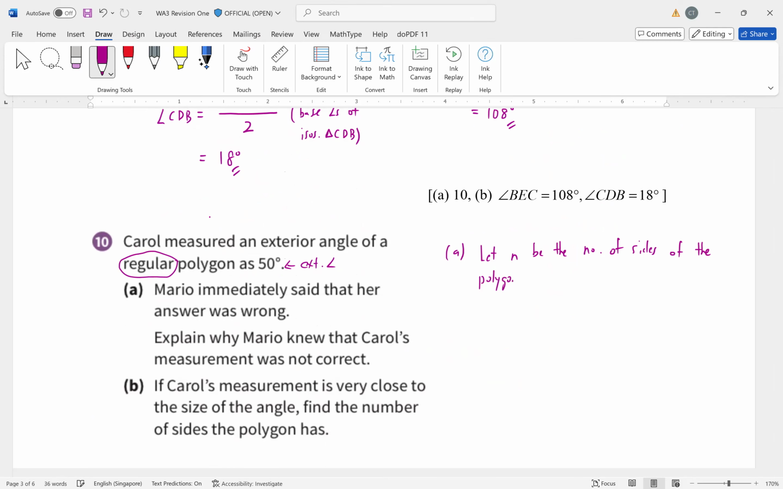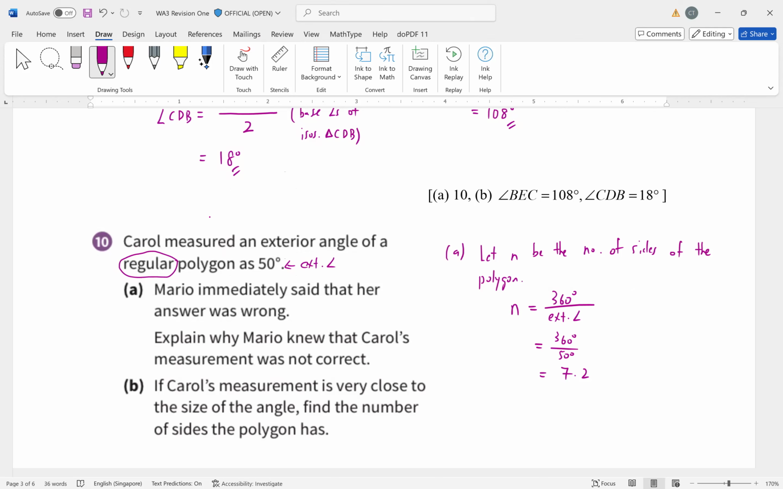Okay, so remember the number of sides has to be a whole number. It can't be a decimal like 5.5 or something like that, okay? Because n is the number of sides. So the number of sides is 360 divided by the exterior angle, right? So in this case, Carol measured the exterior angle to be 50. So if I were to put 360 divided by 50, okay, I'll get n to be 7.2.